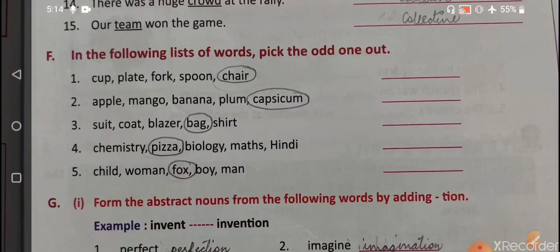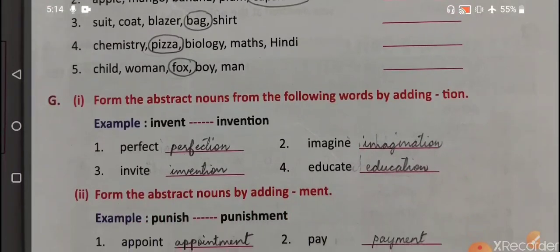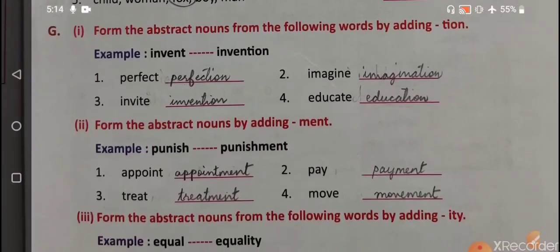Chair. Apple, mango, banana, plum, capsicum. Capsicum is the odd one. Suit, coat, blazer, bag, and shirt. Bag is the odd one. Chemistry, pizza, biology, maths, and Hindi. Pizza is the odd one. Child, woman, fox, boy, and man. Fox is the odd one.